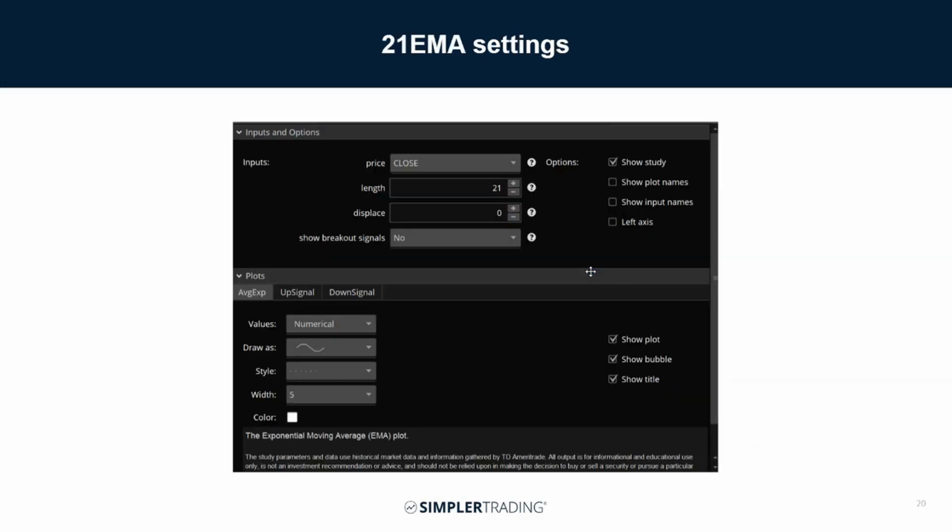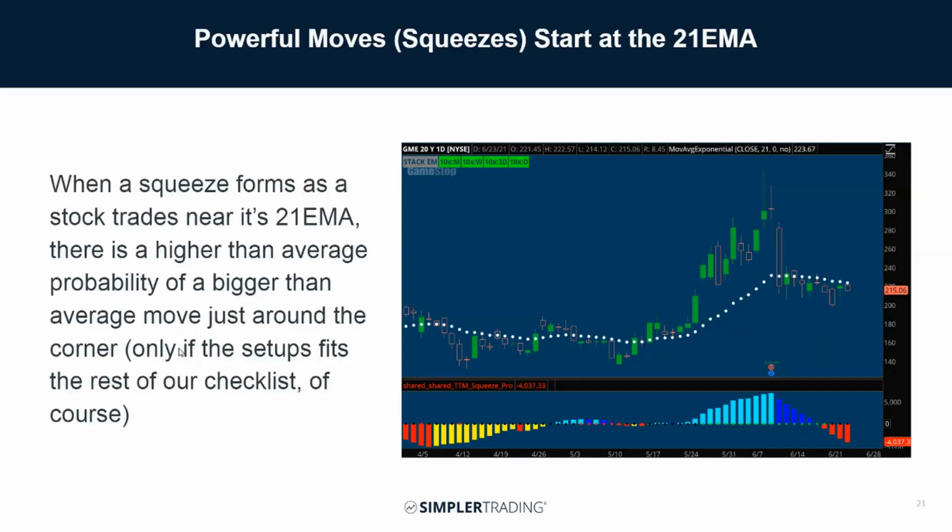So very straightforward for the 21 EMA settings on Thinkorswim. There you have it. Right? Length of 21. It's an exponential moving average. Very straightforward. And you can fancy it up with the color of your preference there.